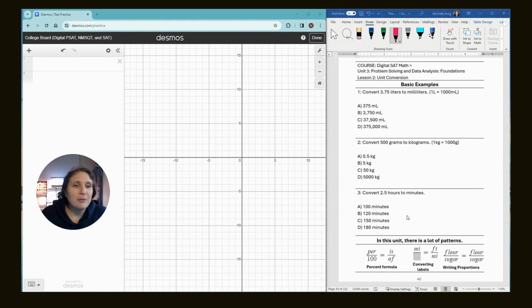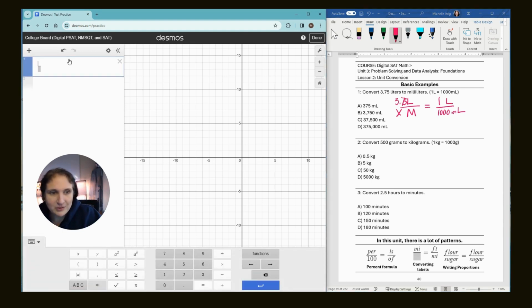We have convert 3.75 liters to milliliters. So I'm going to put liters over milliliters. We have 3.75. We don't know how many milliliters we have. And it tells us that 1 liter equals 1,000 milliliters. Well, there's an easy way and a hard way to do this problem. I would like to do it the easy way, which is just type the proportion into Desmos. You don't need to type labels. So we've got 3.75 in the numerator. We've got 1 or x in the denominator because we don't know how many it is.